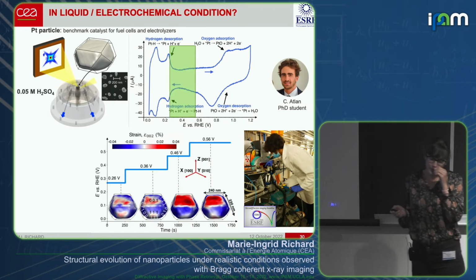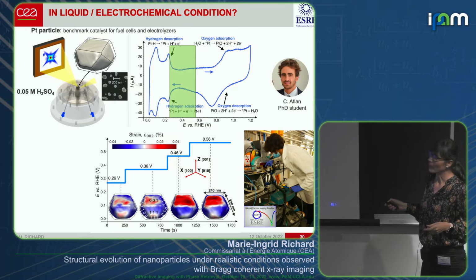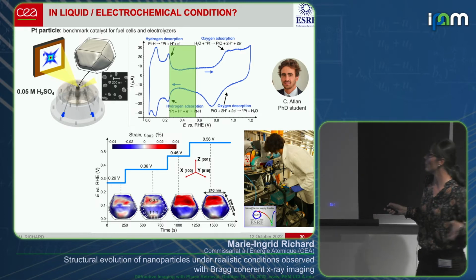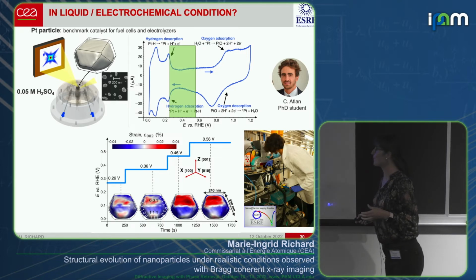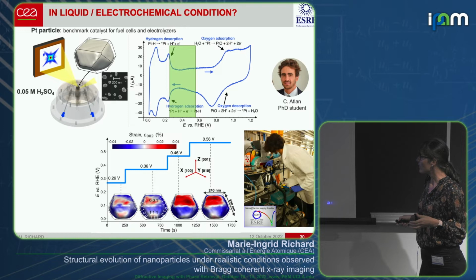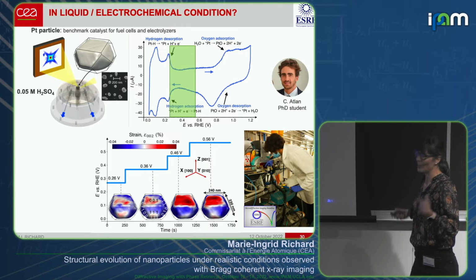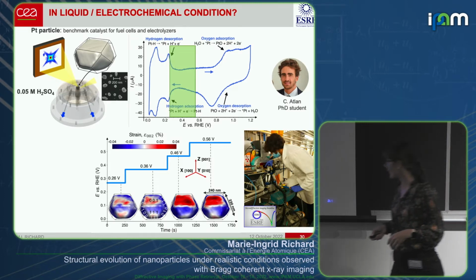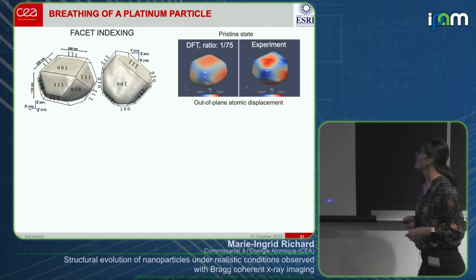But we just look at the evolution of a platinum particle in this region. This region is called the double layer region. It's a platinum particle, and we observe the strain as we increase the potential, and we observe again a huge change of the strain by applying a potential.